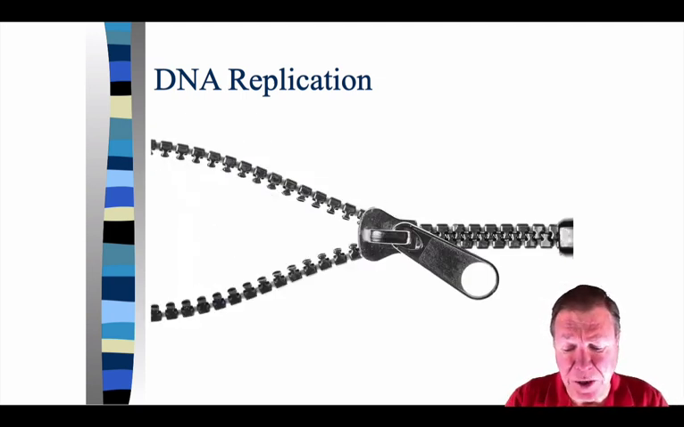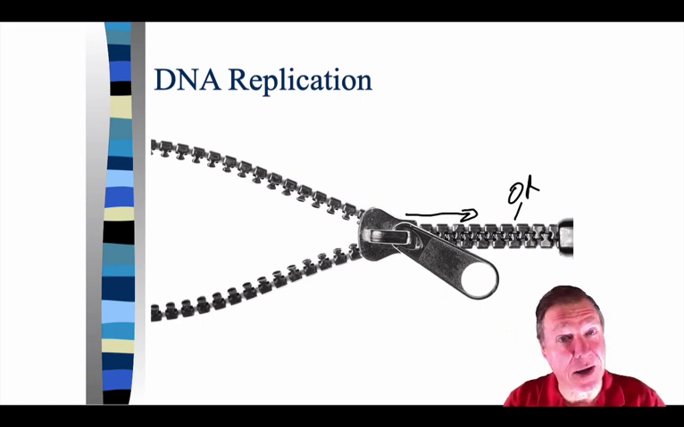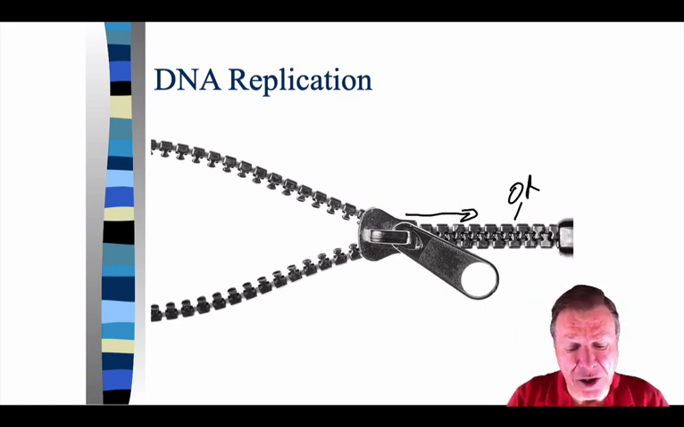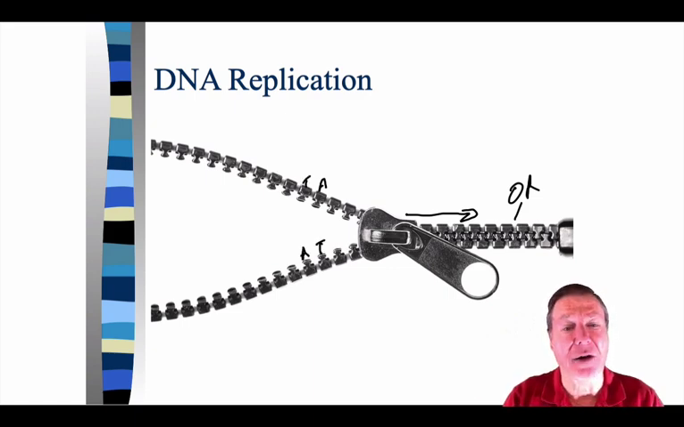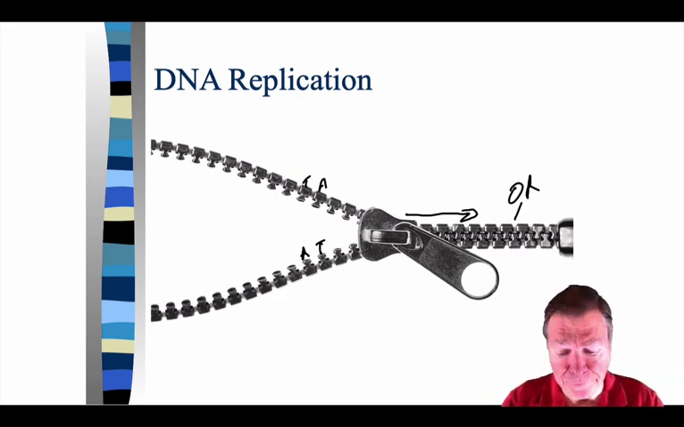So you have the original DNA here. This is the original. And then we unzip it, and the helicase is moving that way, just like a zipper, and it unzips it. And so each one of these would be an A and a T, and on the other side would be a T and an A, et cetera. All right? Helicase unzips the DNA.